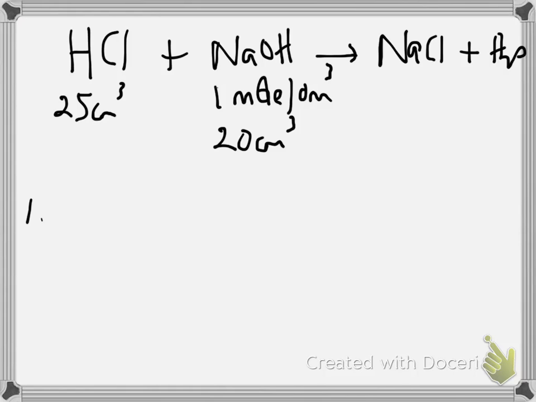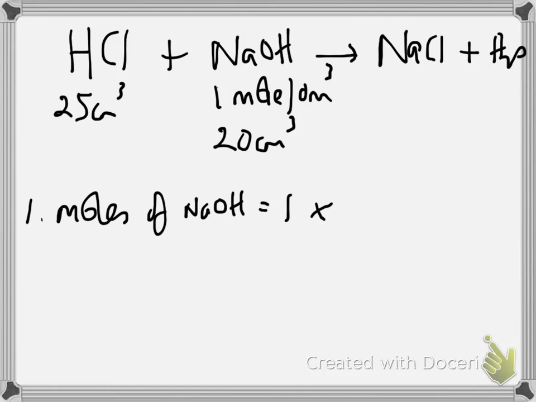So the first thing we're going to do is work out, just like you said before, moles of NaOH. Moles of NaOH is equal to what? Concentration times volume over 1,000. If you can't do it in your head, it doesn't matter, put it in a calculator. That's 2 times 10 to the minus 2. Actually, let's just write that as 0.02.